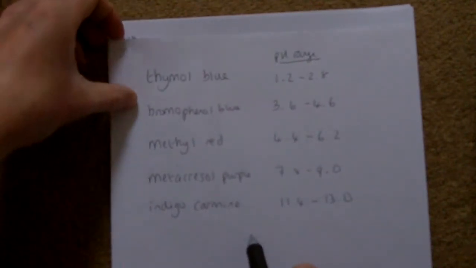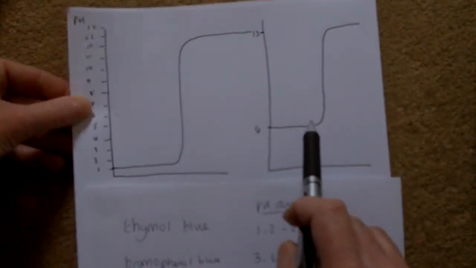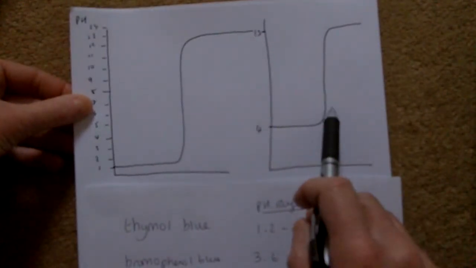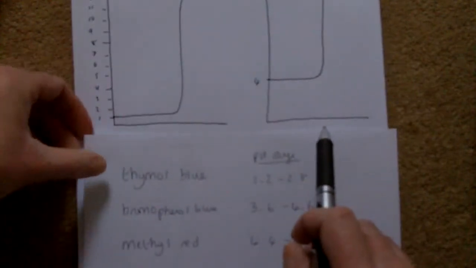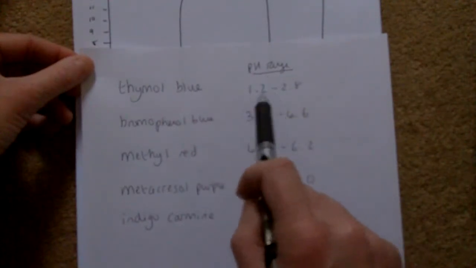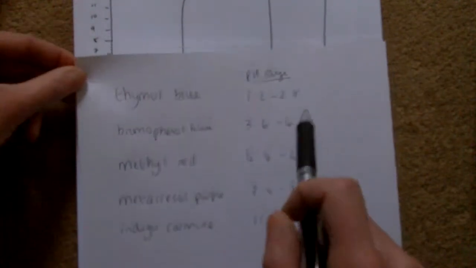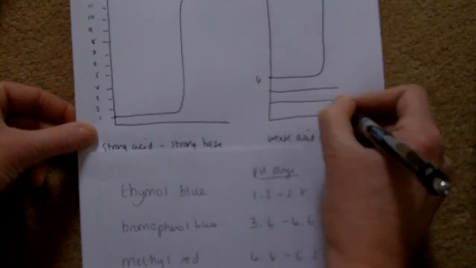Okay, now if we look, for example, at the weak acid and the strong base, and if we look at the indicator thymol blue, it changes color from 1.2 pH to 2.8 pH. So thymol blue would change color down here.